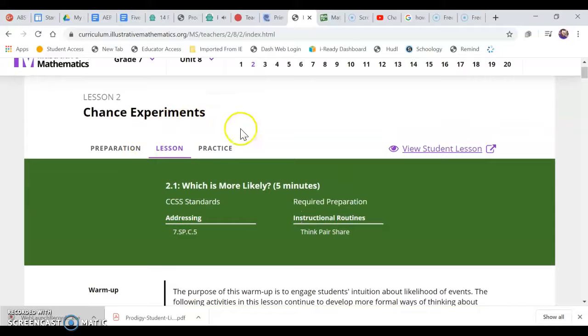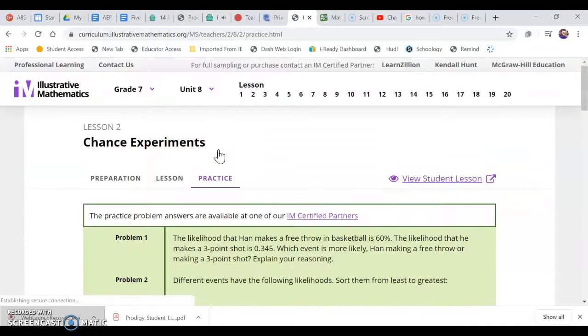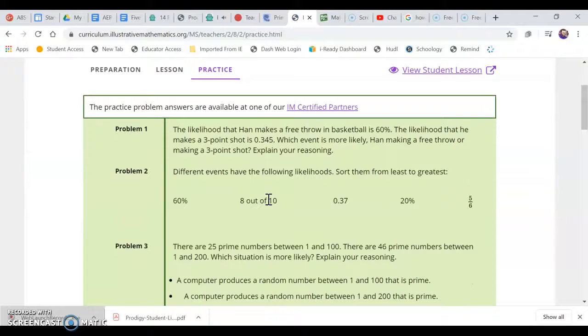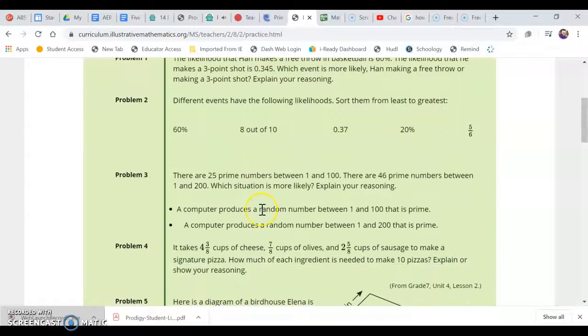Then each of the lessons also comes with a practice, which is very nice. This practice is based on what the lesson covers. So after you do your lesson, it already provides you with a practice problem that you can use to assign to your students.